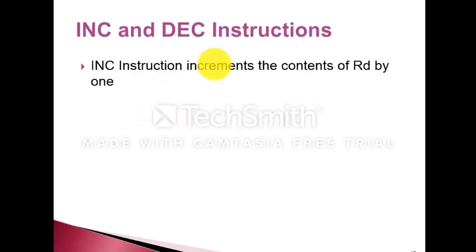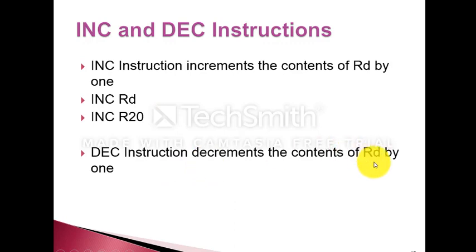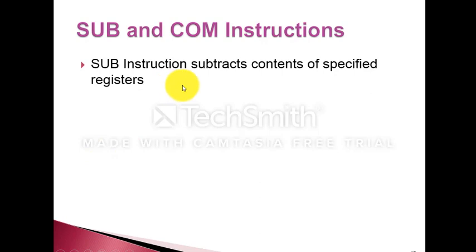INC and DEC instructions. The INC instruction increments the content of Rd by 1, and the DEC instruction decrements the content of Rd by 1. Simple. INC means increment and DEC means decrement, increment by 1, decrement by 1. The SUB instruction is used to subtract the values contained between two GPR registers like this.